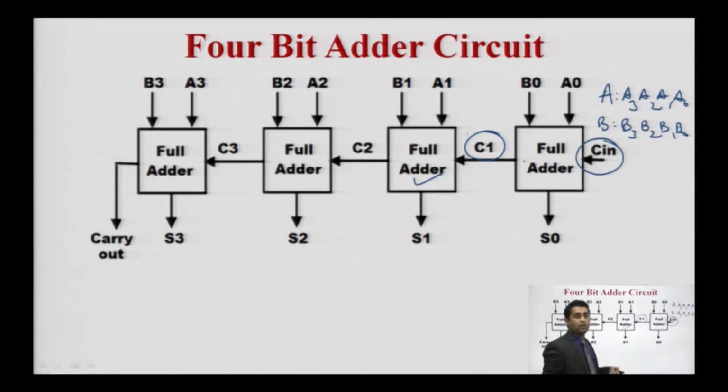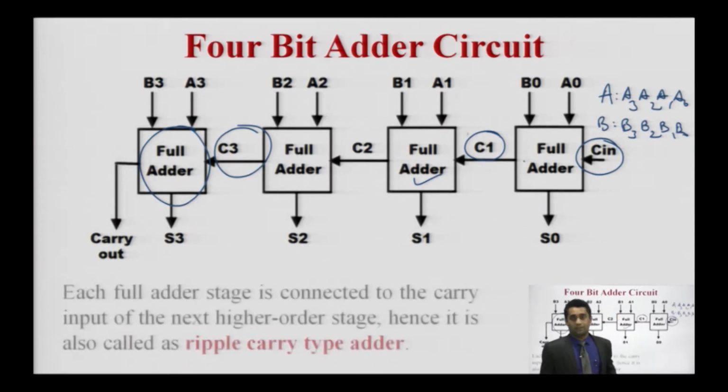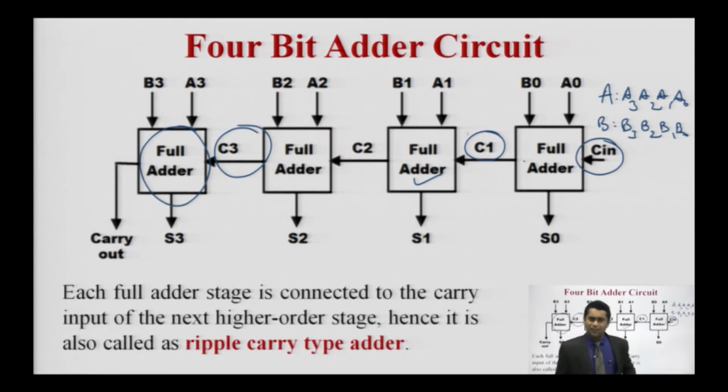Means if I am talking about the fourth adder, this fourth adder can't compute its operation without the output of this C3. So, in this case, what is happening? The operations are dependent. Here we are saying that each full adder is dependent on the previous one, or connected to the carry of the previous one as an input. So, this type of adder is known as a ripple carry adder, where the rippling of the carry is done.